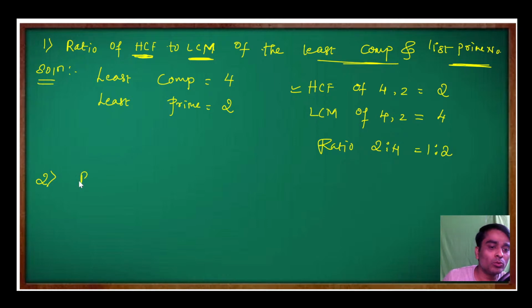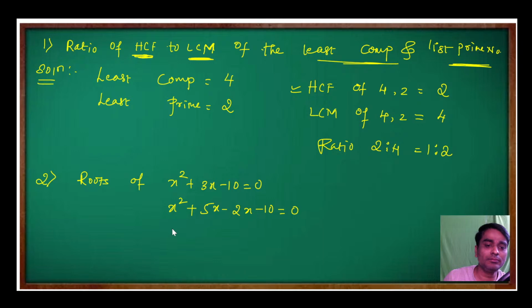Second, roots of x square plus 3x minus 10 equal to 0. Yes, correct. Roots of x square plus 3x minus 10. So how will we solve this? x square plus 5x minus 2x minus 10 equal to 0. x into x plus 5, minus 2 into x plus 5. So the roots are x equal to 2 or x equal to minus 5.